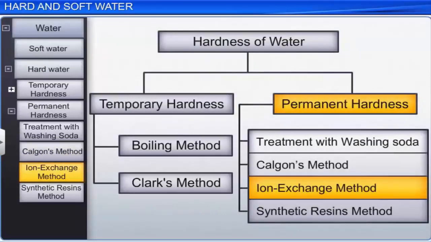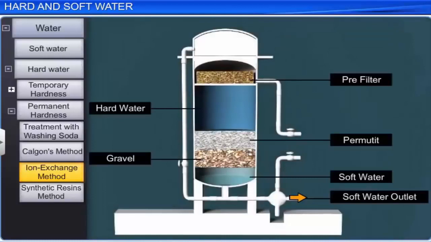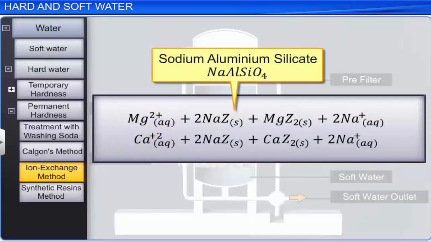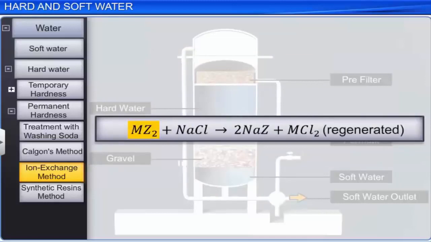In the ion exchange method, also called the zeolite or permutit process, hydrated sodium aluminium silicate or zeolite, when added to hard water, exchanges cations such as magnesium and calcium ions for sodium ions. For simplicity, sodium aluminium silicate, NaAlSiO4, is written as NaZ. Once all the sodium in the zeolite is used up, it is regenerated for further use by treating with an aqueous sodium chloride solution.